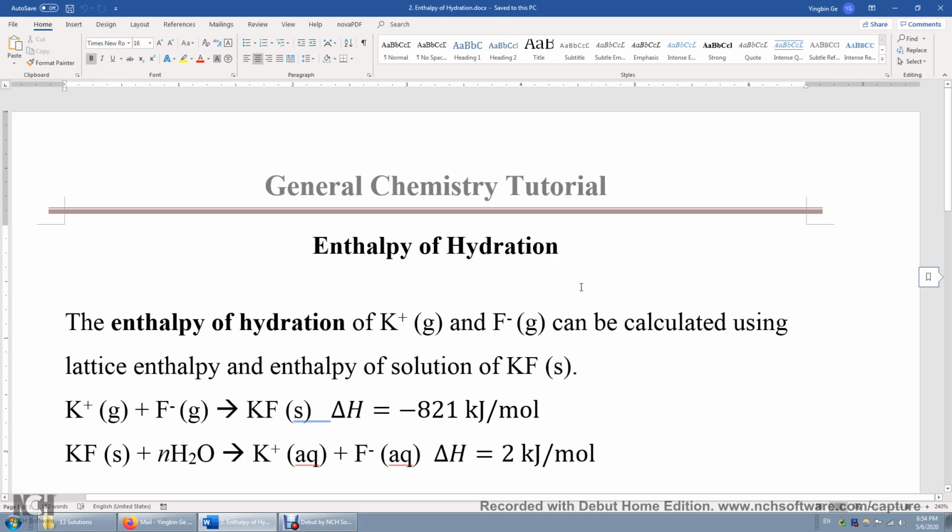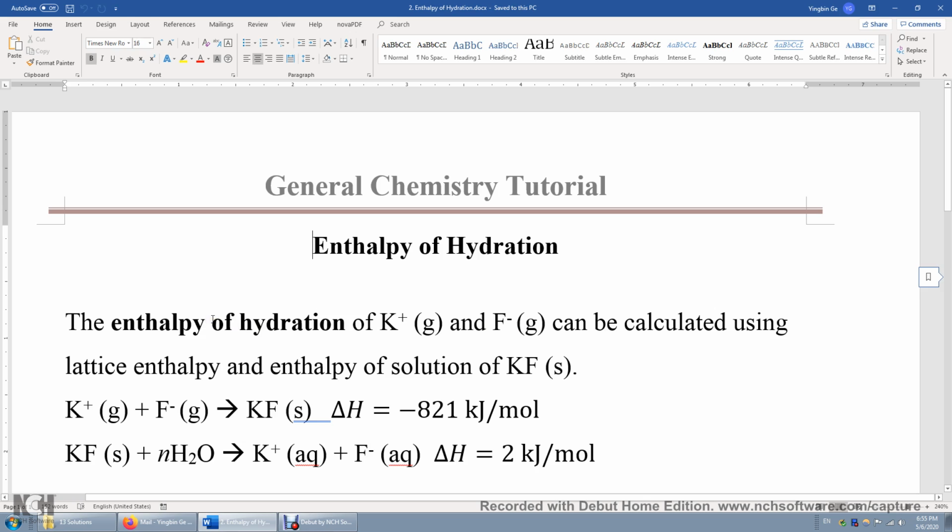In this video, I'll talk about enthalpy of hydration. What is enthalpy of hydration? I'll give you one example. If we dissolve K+ ions and F- ions in water, they will be surrounded by water molecules. The enthalpy of the whole system will decrease. And this enthalpy change is called enthalpy of hydration. And it's always a negative number for ions, always.